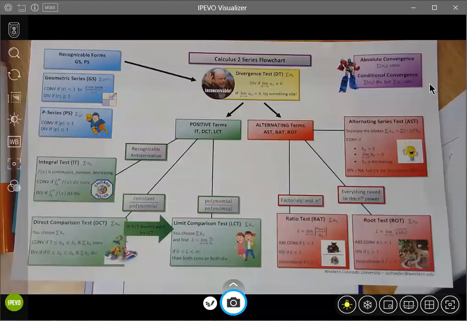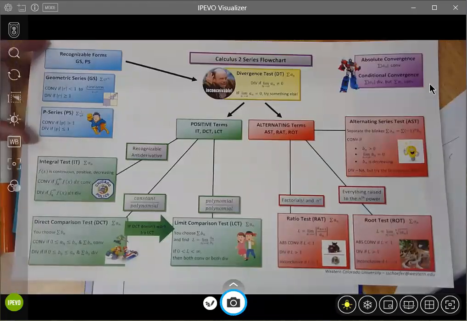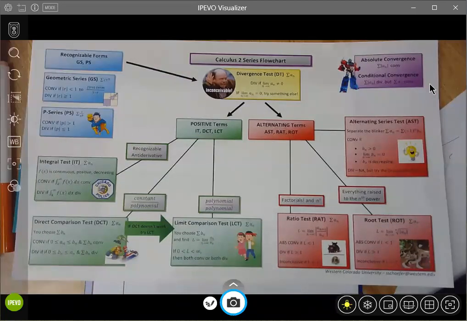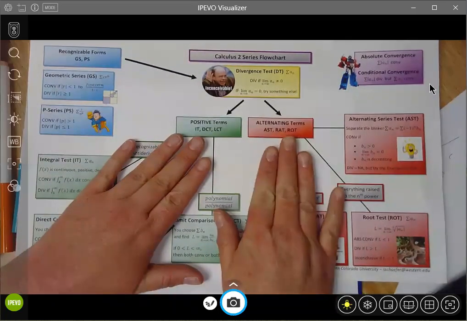All right, let's review our flowchart again. So our first step is, do we have a recognizable form, either geometric or p-series? If we don't have that, then we're going to try the divergence test. And we'll take the limit as n goes to infinity. If that limit is not 0, then it diverges. But if it does, then we look to see, do we have positive terms or alternating terms?